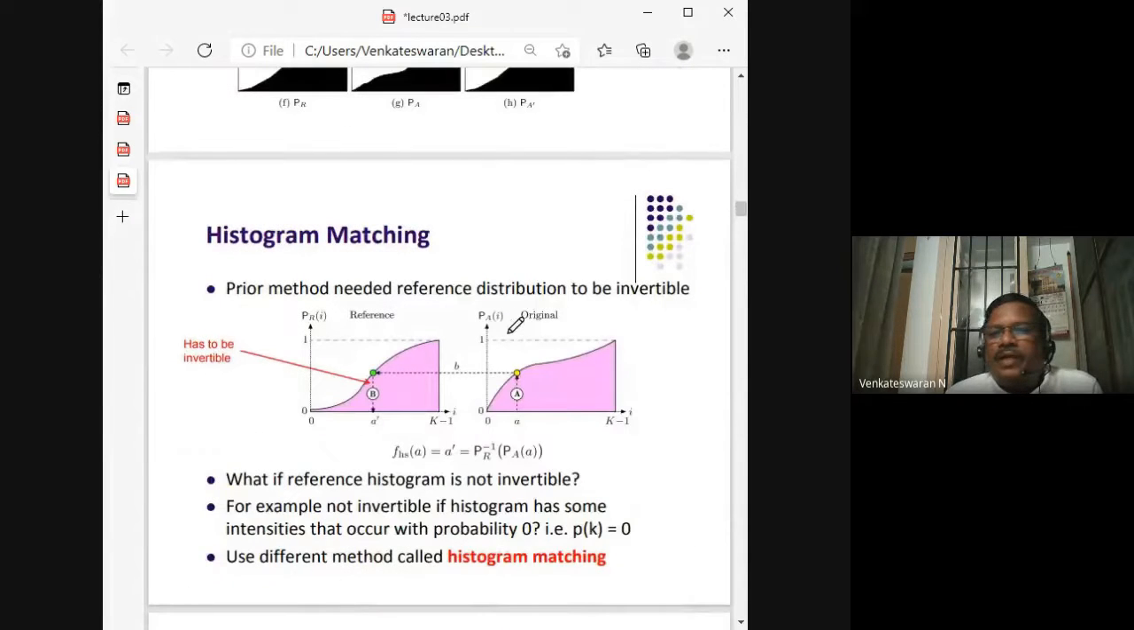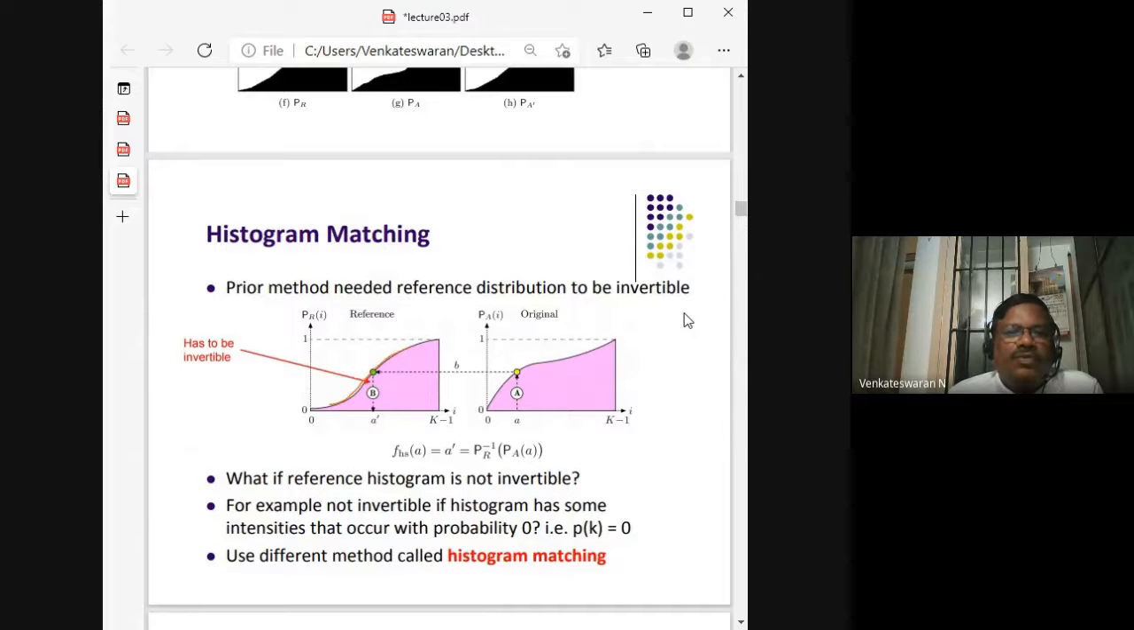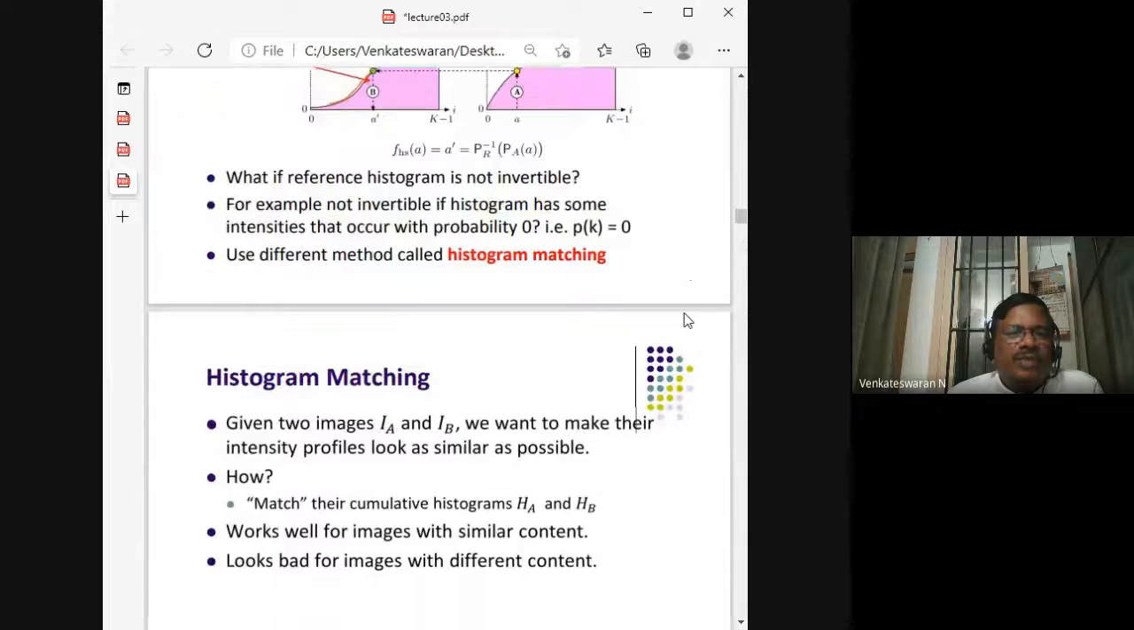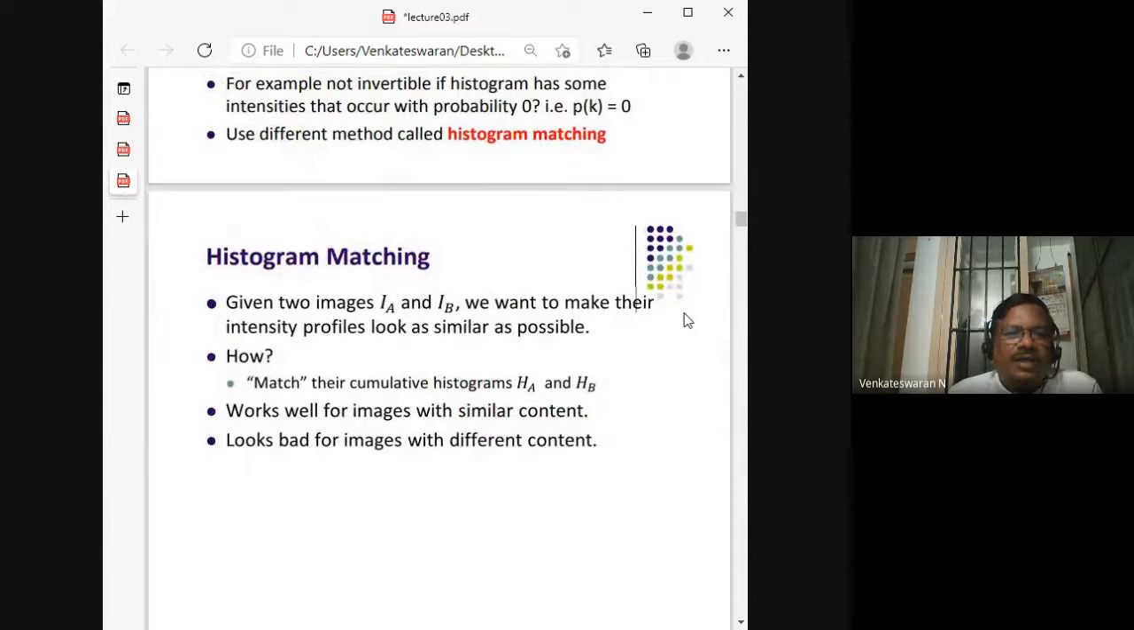So another important thing is matching histograms. So you have a reference histogram and you want to modify this original histogram to this, right? So this is what is called histogram matching. Given two images A and B, you want to make their intensity profiles look as similar as possible. So you have to simply match their cumulative histograms. You know how to plot a cumulative histogram.